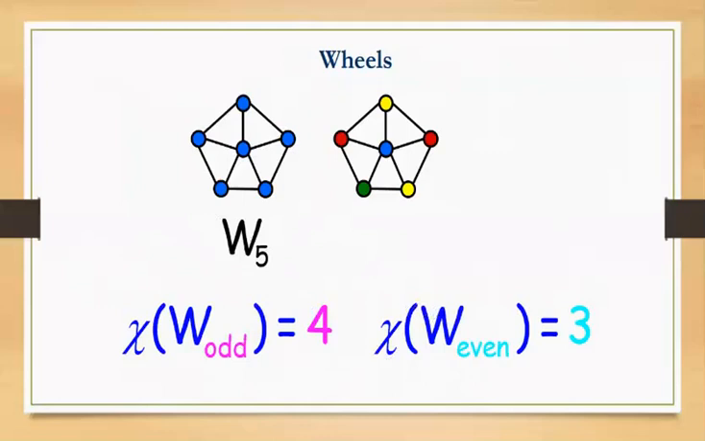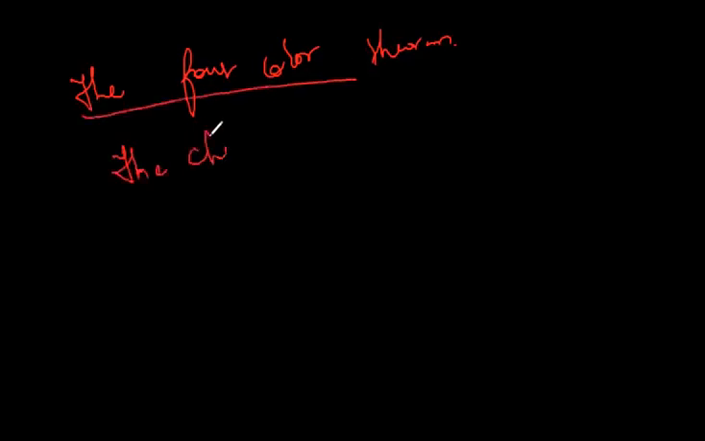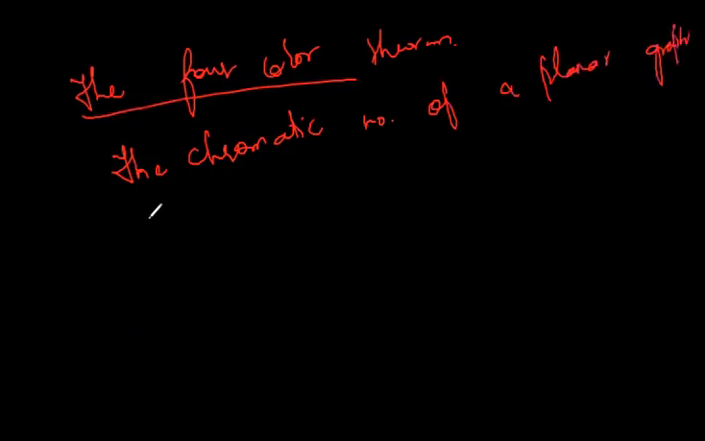Now we have an important statement which is known as the 4-color theorem. Let's see that. So the 4-color theorem is, this is just a statement, the proof is not really important. Basically the 4-color theorem says the chromatic number of a planar graph is not greater than 4.